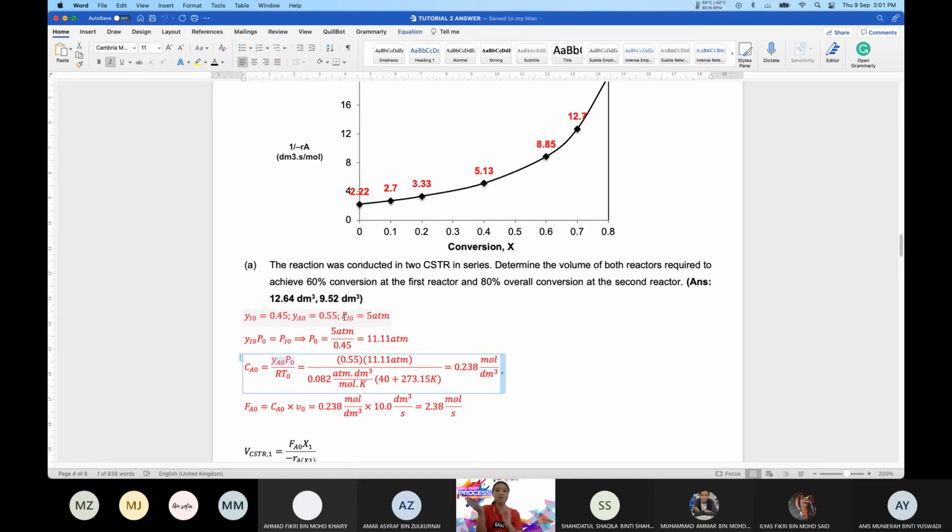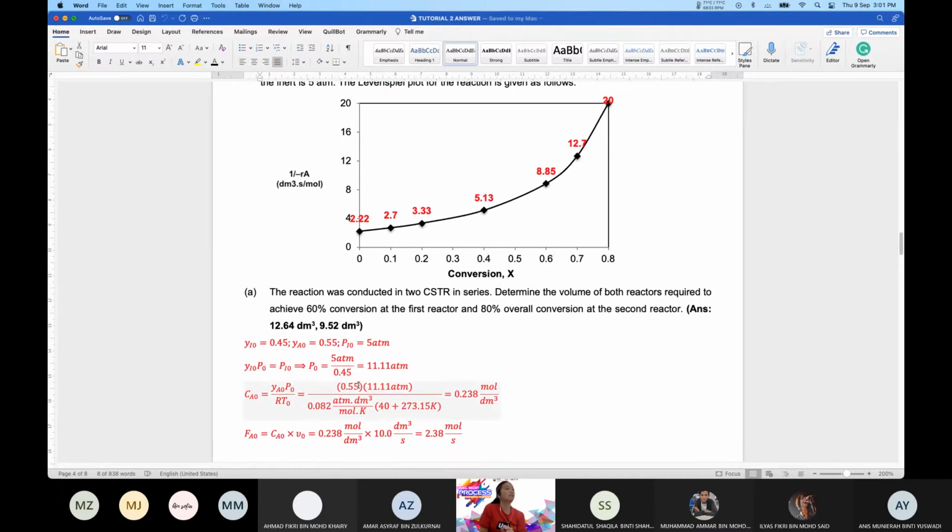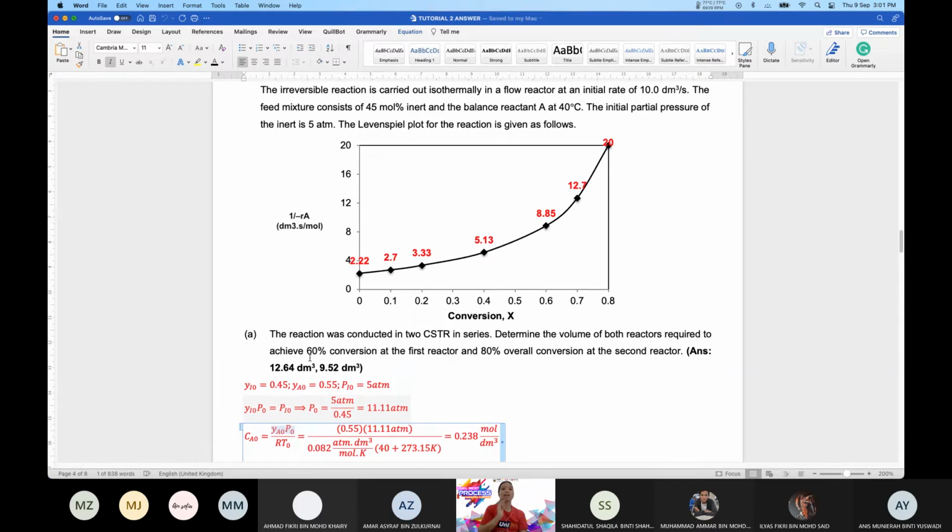Okay, now second part pula nak solve equation ni lah kan. To solve this, first of all, kalau kamu perasan, YA0 kita tahulah sebab dalam soalan dah kata 45 mole percent inert balance A. So YA0 saya tahu sebagai 0.55. But then next, P0, initial total pressure. Kalau kamu perasan dalam soalan, kita tak diberi partial pressure of A pun, initial total pressure pun dia tak bagi. Apa yang dia bagi? Dia hanya bagi partial pressure inert.